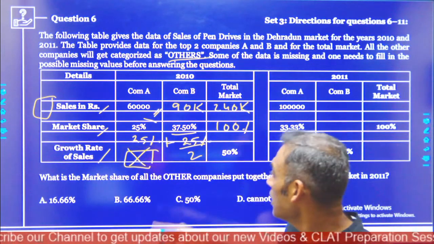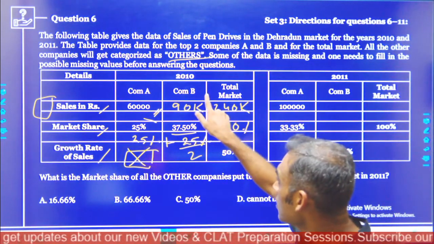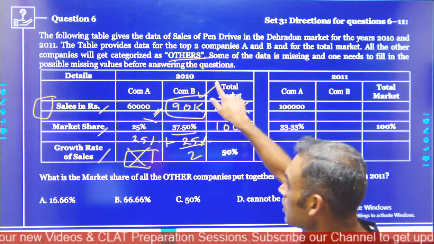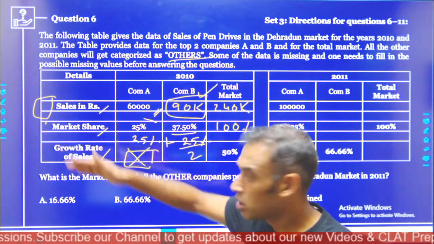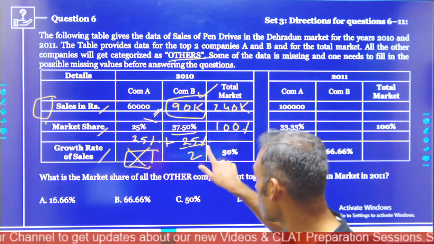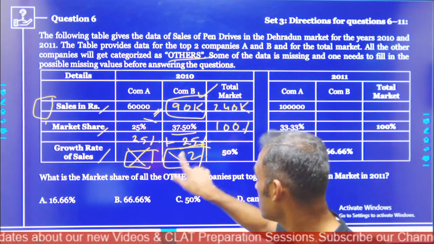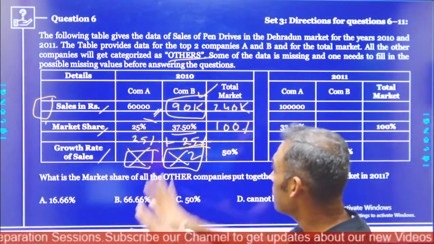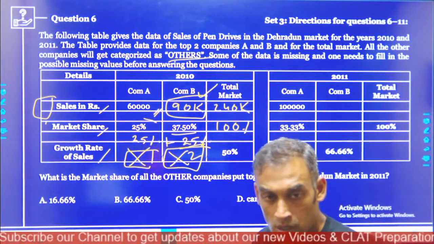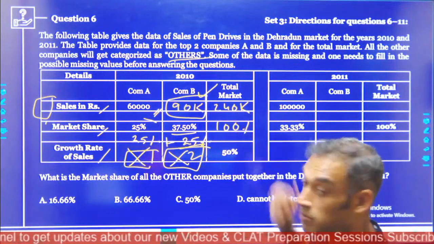Right? Similarly, for company B, we know this value, right? But do we know last year's value? No, we do not know. Therefore, this again cannot be calculated. Right? So we have cracked this bit of it. Yes, we know last year's market.